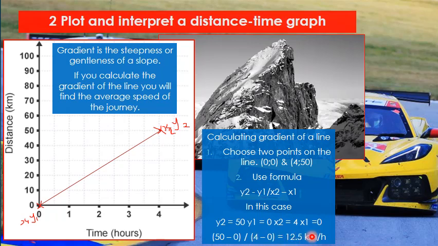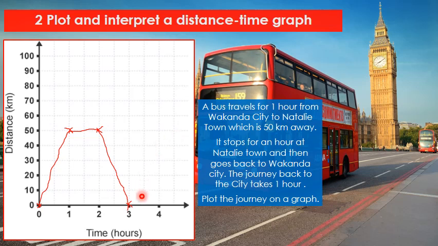get 12.5 kilometers per hour. That's supposed to be your answer. I hope you got this answer correct. This answer must be exactly what you got when you just said 50 divided by 4 using the normal method. So this is how you find the average speed on a distance time graph. You calculate the gradient of that line. Now, we want to work on how to plot a distance time graph.